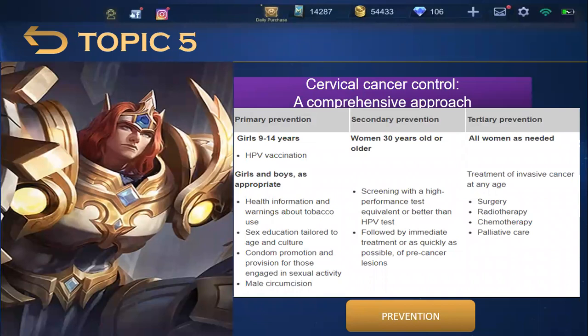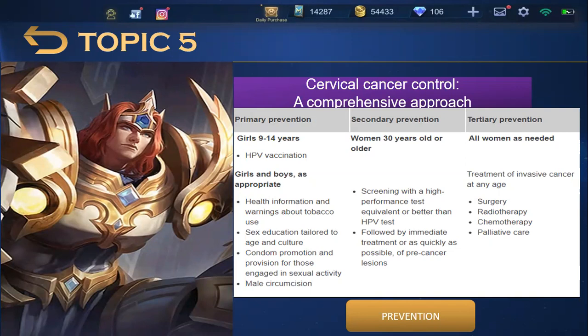For prevention, cervical cancer control takes a comprehensive approach. We have primary prevention, secondary prevention, and tertiary prevention. For primary prevention: HPV vaccination for girls 9 to 14 years old; for girls and boys as appropriate, health information and warnings about tobacco use; sex education tailored to age and culture; condom promotion and provision for those engaged in sexual activity; and male circumcision.